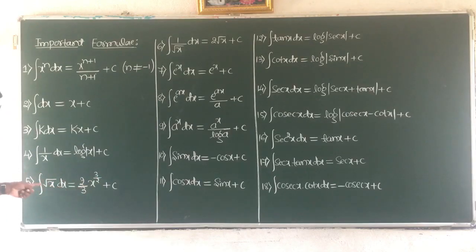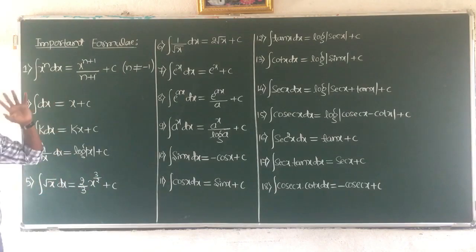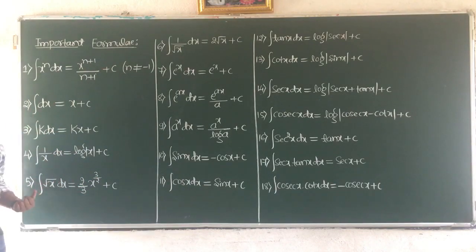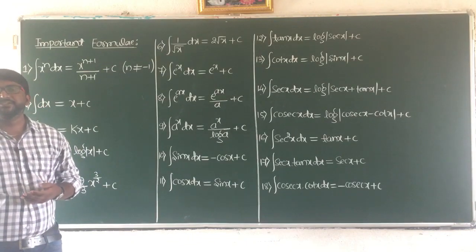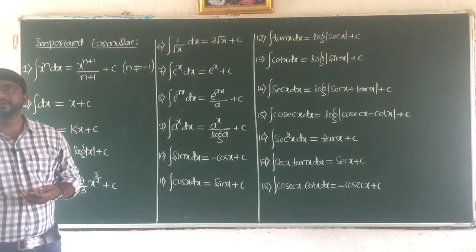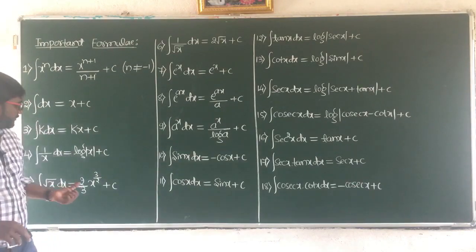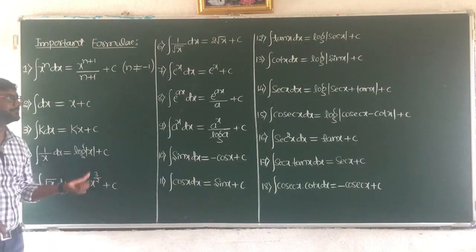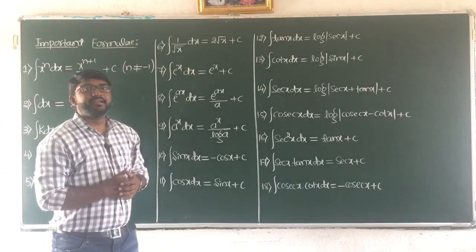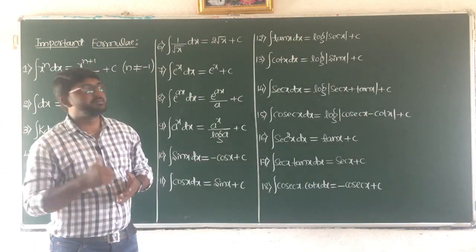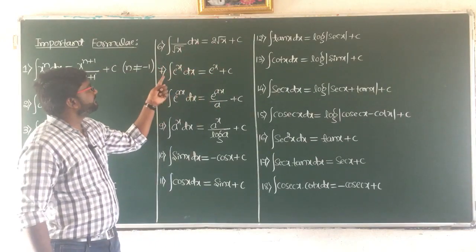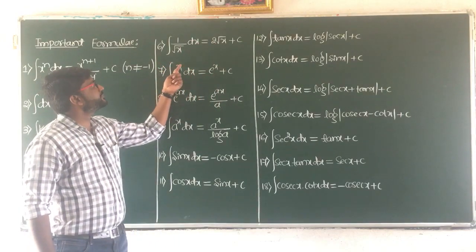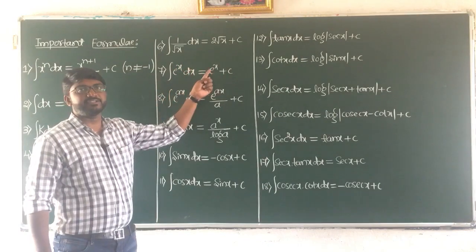For this we have to apply the first formula. What is root x? It is x to the power 1 by 2. So the integral of x to the power 1 by 2 will be x to the power 1 by 2 plus 1 divided by 1 by 2 plus 1, plus c. We get this after simplifying. Then the sixth one, integral of 1 by root x dx equals 2 root x plus c. Then the seventh one, integral e raised to x dx equals e raised to x plus c.